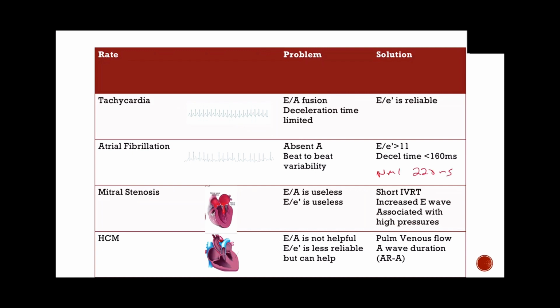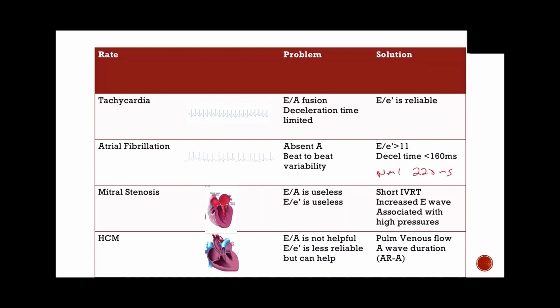In the setting of mitral stenosis, our E to A is not really helpful, right? Because that valve doesn't open just based on gradients alone. It's also structurally limited in being able to open, and the flow across that valve subsequently will be altered as well. So our E to A is going to be relatively useless. Our E to E prime will also be less reliable because our E flow is going to be altered dramatically.